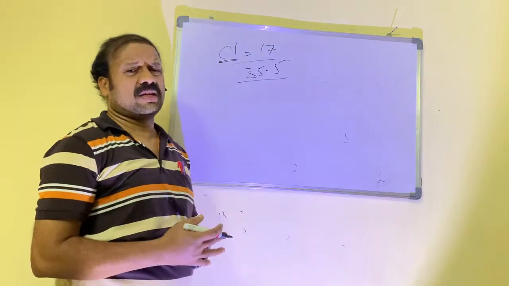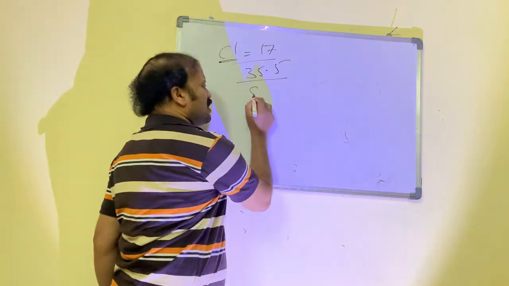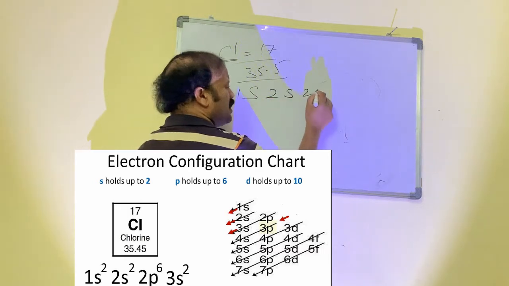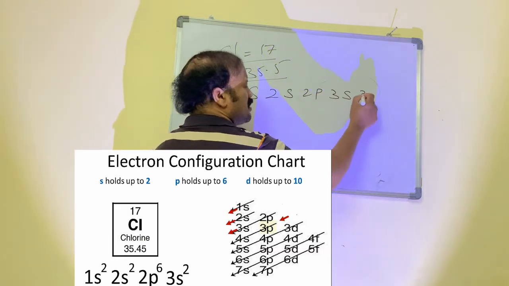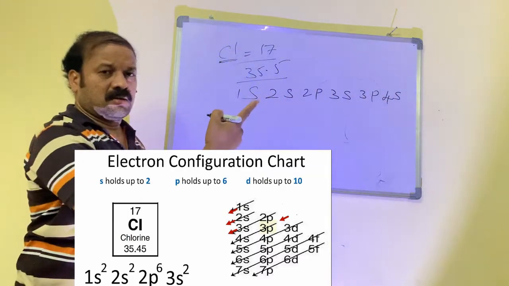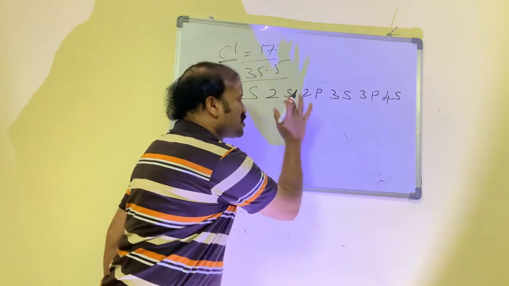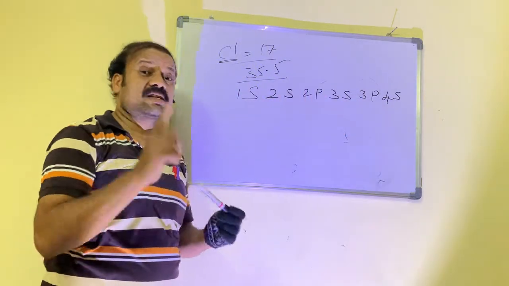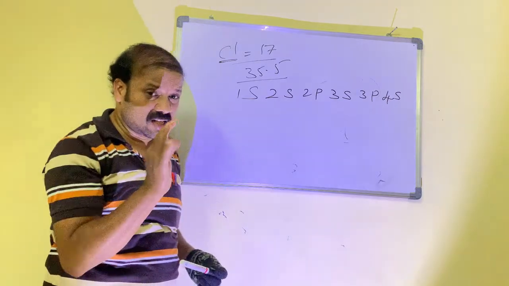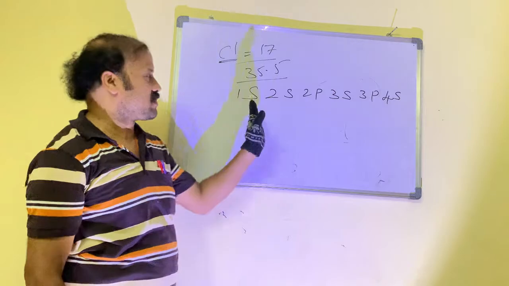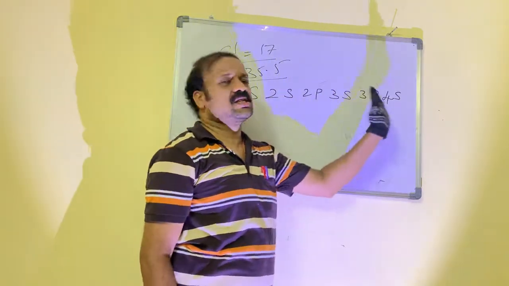But electron configuration, we have to write this. Yes, 1s, 2s, 2p, 3s, 3p, 4s. This is order. What is order? 1s, 2s, 2p, 3s, 3p. Why are you writing like this? One scientist explained about this. The scientist name is Moeller. Moeller explained the 1s, 2s, 2p, 3s, 3p order.